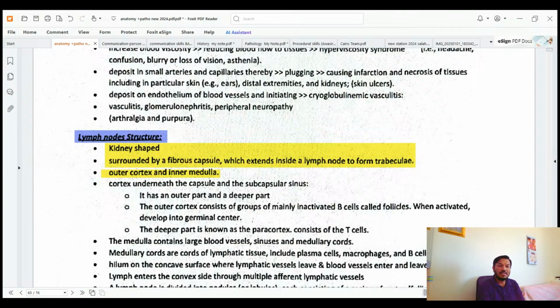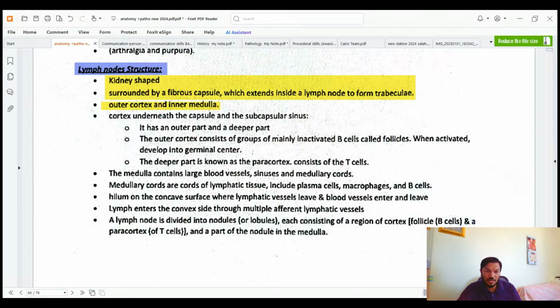It is kidney shaped, surrounded by a fibrous capsule which extends into the lymph node and forms trabeculae. It has an outer cortex and inner medulla. The cortex is underneath the capsule. The medulla contains large blood vessels, sinuses, and medullary cords.